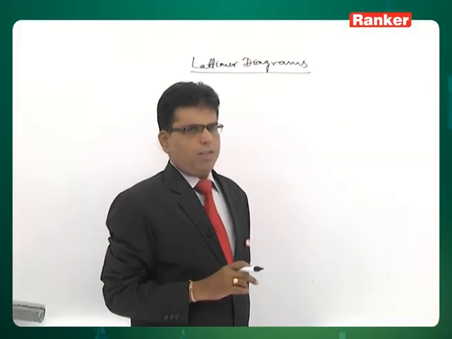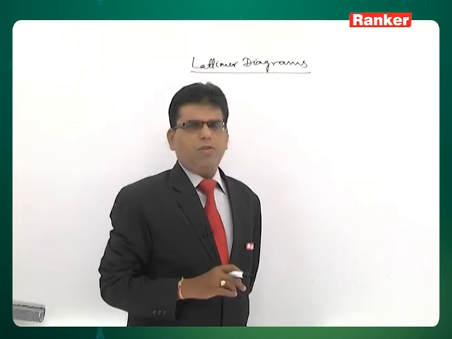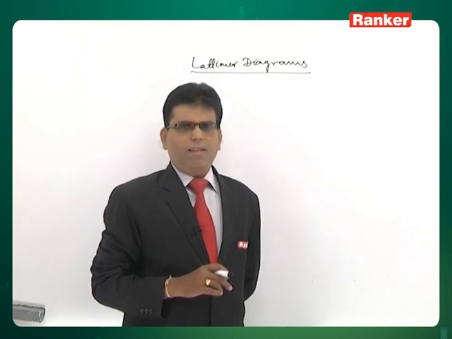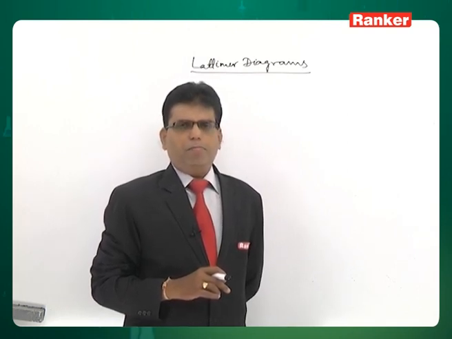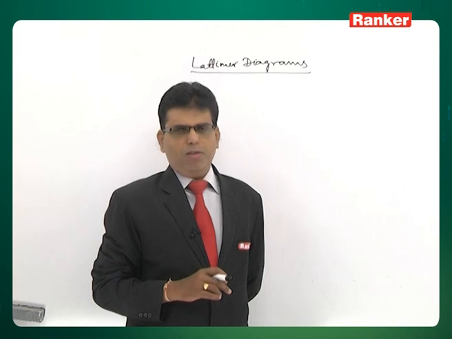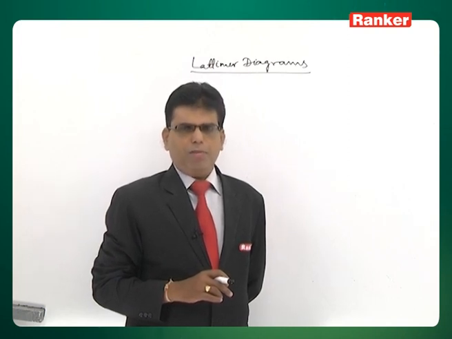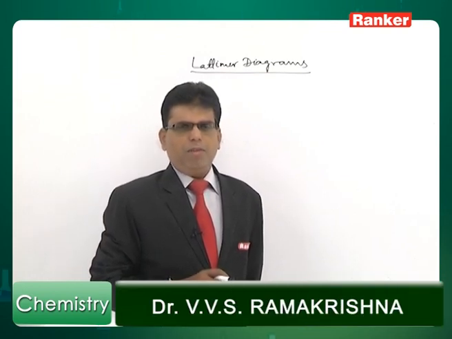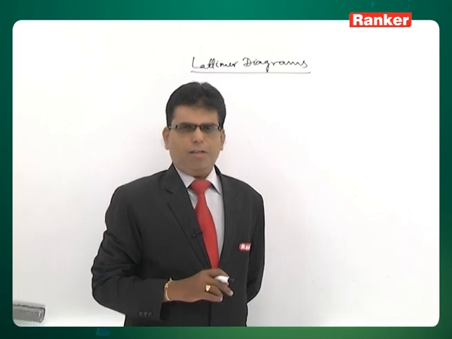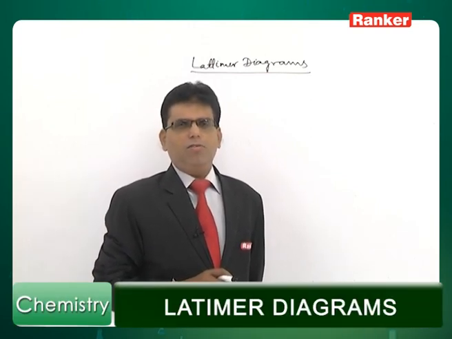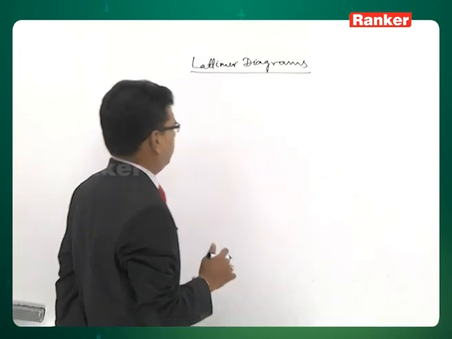Next is something called Latimer diagrams. This is a sequence of redox changes involved. For a particular intermediate change, what is the EMF involved, how to find the EMF, and whether the intermediate change is disproportionate or not, or which direction of the reaction is feasible or not feasible. All this we can understand using this Latimer diagram. Let us see what exactly it is.